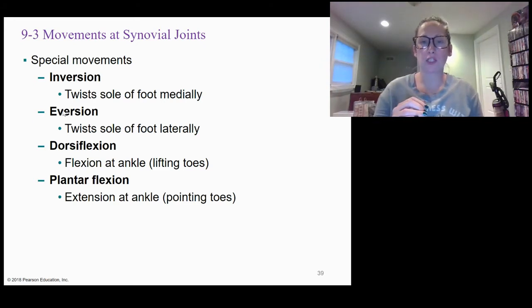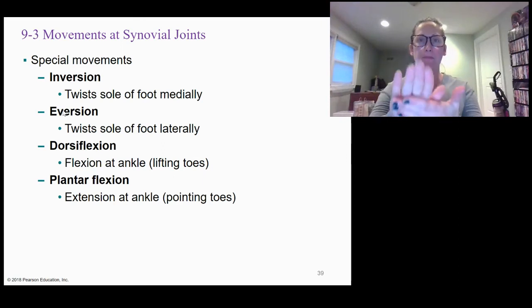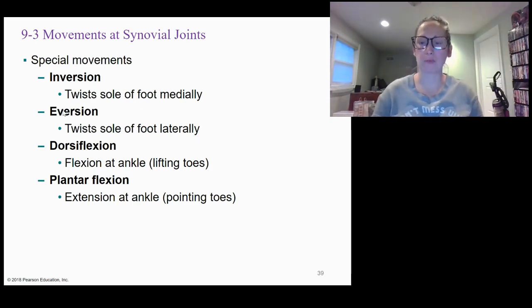Dorsiflexion and plantar flexion. Dorsiflexion is when you lift up your toes, so you are bringing the back of your foot up. And then plantar flexion is when you are pointing your toes down, so like a ballerina would do.